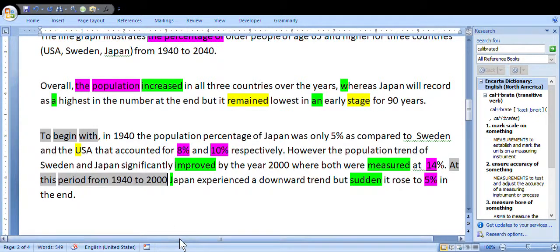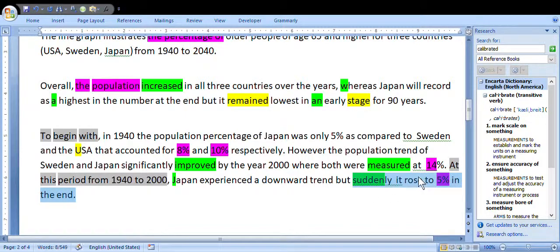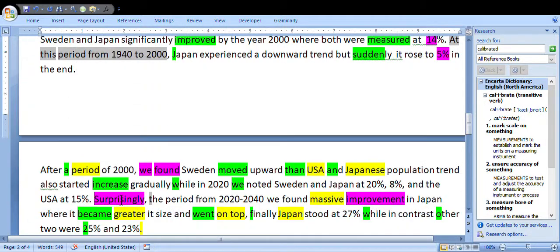And again, after a time clause, this is one everyone should know: yesterday, tomorrow, in the next 3 years, forevermore. You need to put a comma after a time period if it is beginning the sentence. Japan, but sudden. This requires an adverb because sudden is talking about rose in the end.